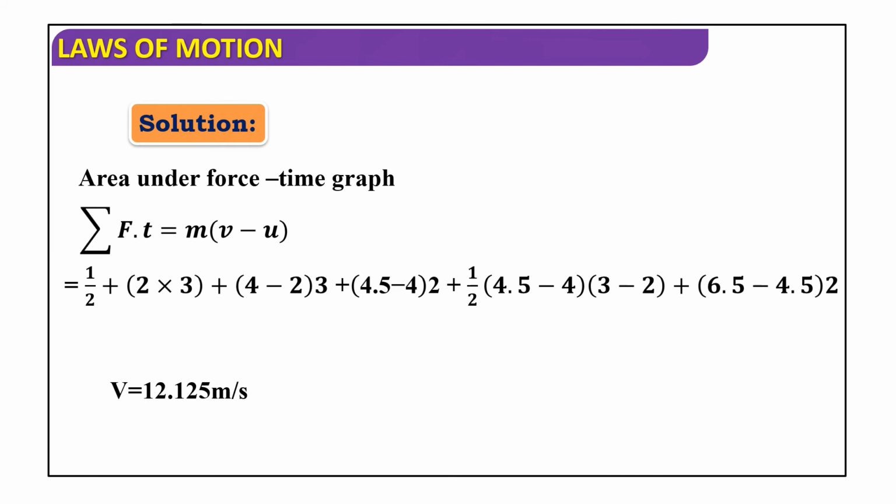Next. So option 3 is correct. Here, taking common, 2(v − 5) equals 14.25, and after that we get v = 12.125 meters per second.